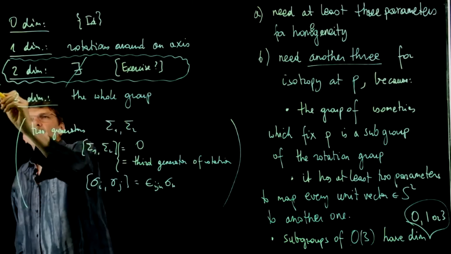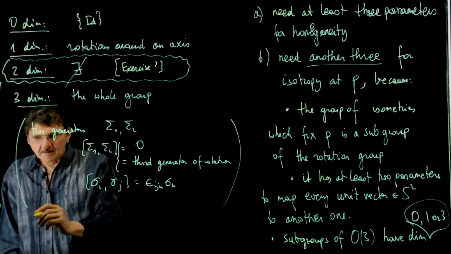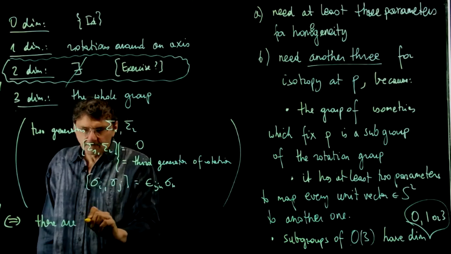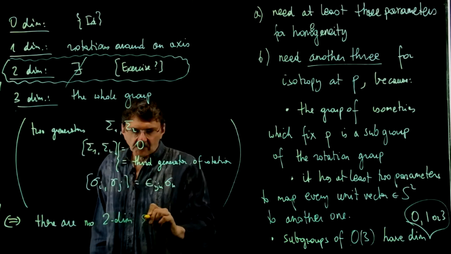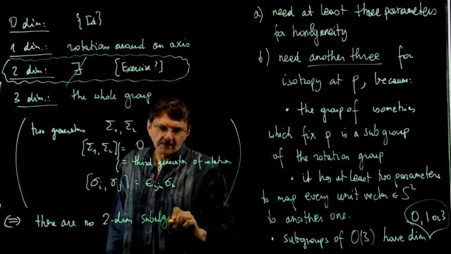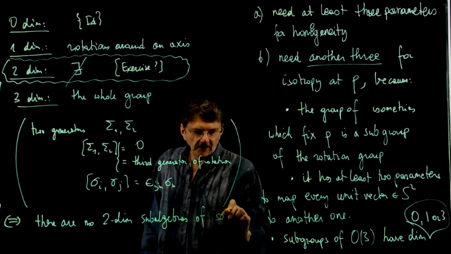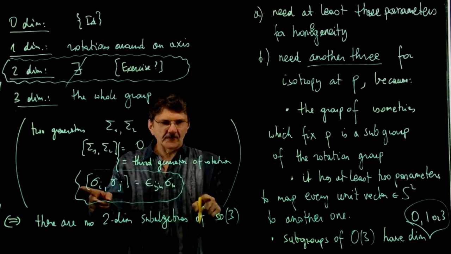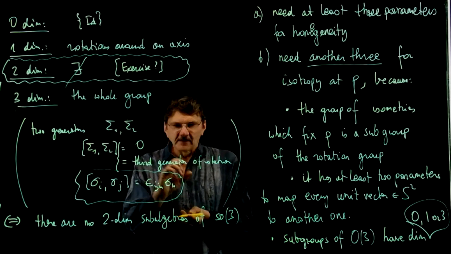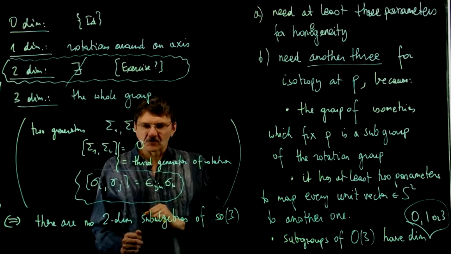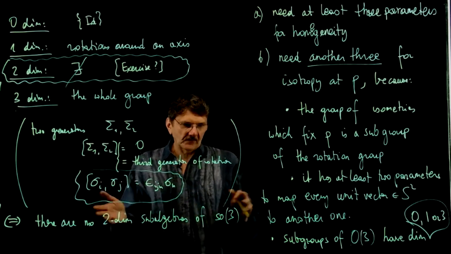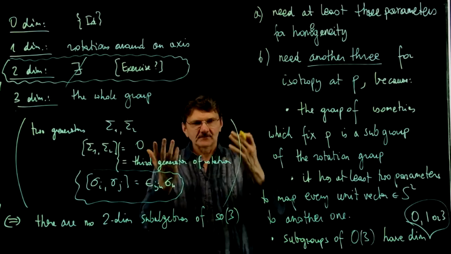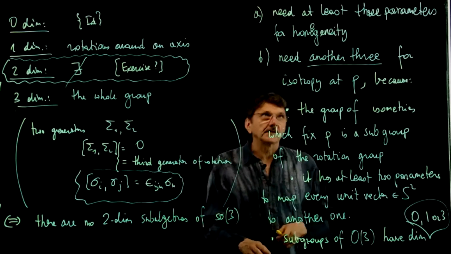This statement is the same as saying, much easier, right? So this is the same as saying that there are no two-dimensional subalgebras of the Lie algebra, which is SO3. So SO3 is the Lie algebra of the rotation group. You can just uniquely describe it by three matrices which satisfy this commutation relation, and this algebra has no two-dimensional subalgebras. This is the algebraic version of this more difficult statement about subgroups of a group, reduced to this one. And good.